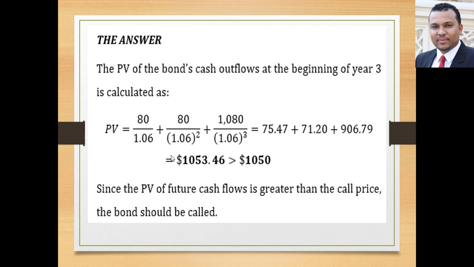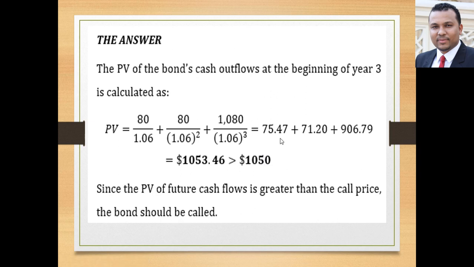But what about the indenture price for call? It equals 1,050. Because the present value of future cash flows is greater than the call price, the bond should be called. This is from the issuer or the corporate view.